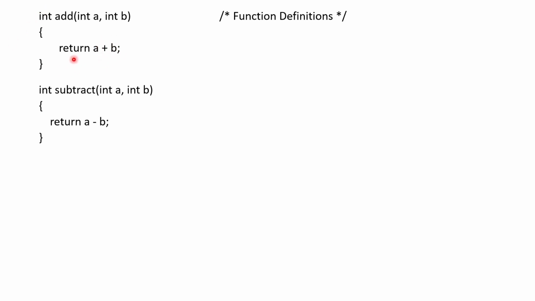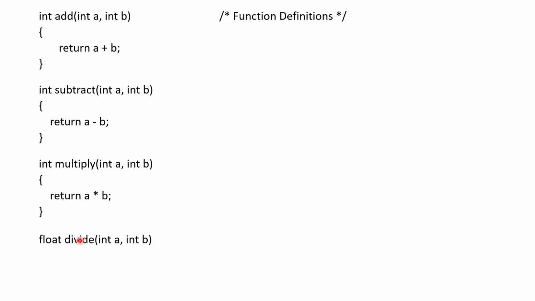Then respectively we are doing the subtraction function definition. It takes two arguments and performs the subtraction of a and b and returns the result. Next we move on to multiply. It takes two integer arguments a, b and performs the multiplication of a and b and returns the result. The last one, we perform a division of a and b.